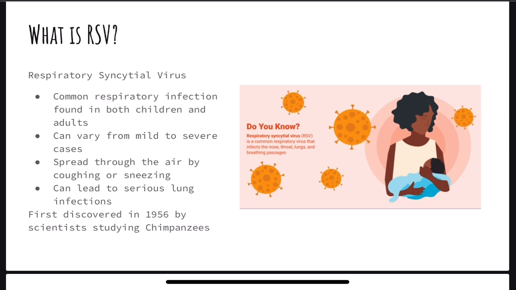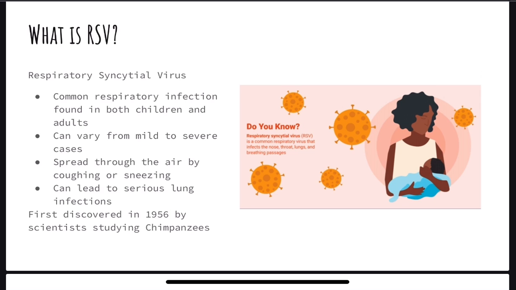So to start, we'll look at what is RSV. Respiratory syncytial virus is a common respiratory infection found in both children and adults. It is more common in children, however, we are seeing a drastic rise in cases in adults, elderly, and the immunocompromised. It can vary from mild to severe cases depending on the health of the individual. Cases can be mild, resolving in a few weeks, or severe, requiring hospitalization or leading to other respiratory tract infections.